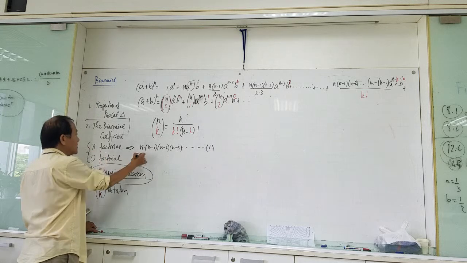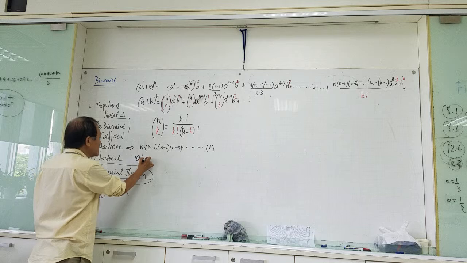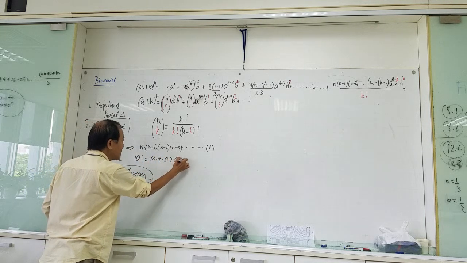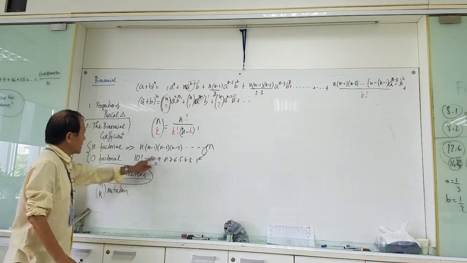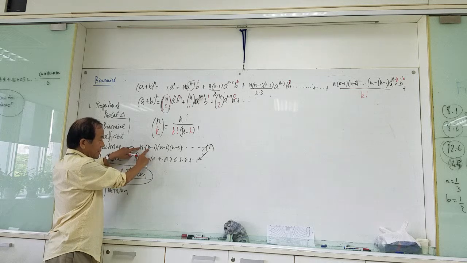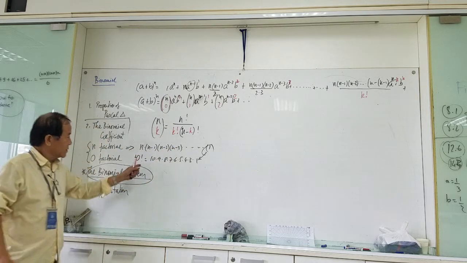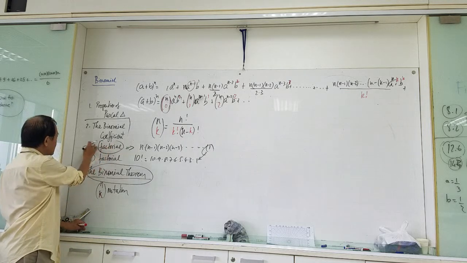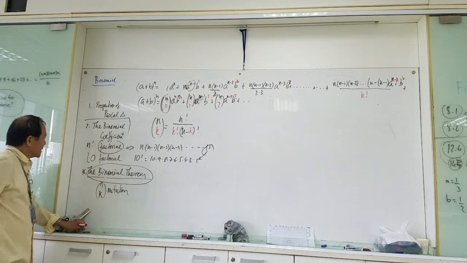So how about 10 factorial? 10 factorial equals 10 times 9 times 8 times 7 times 6 times 5 times 4 times 3 times 2 times 1. You see, eventually this one is 10 times 10 minus 1, which is 9, and times 10 minus 2, which is 8, 10 minus 3, which is 7. So this is the definition of factorial, and the notation is an exclamation mark.